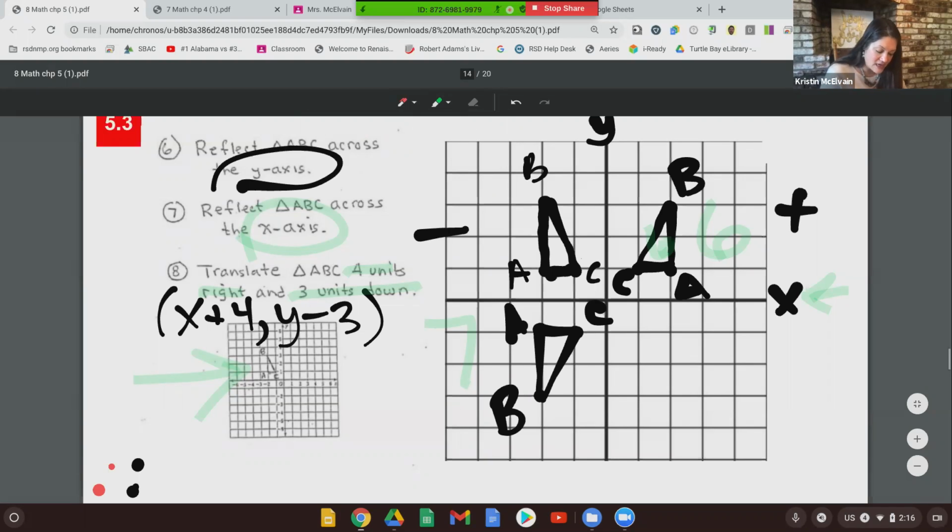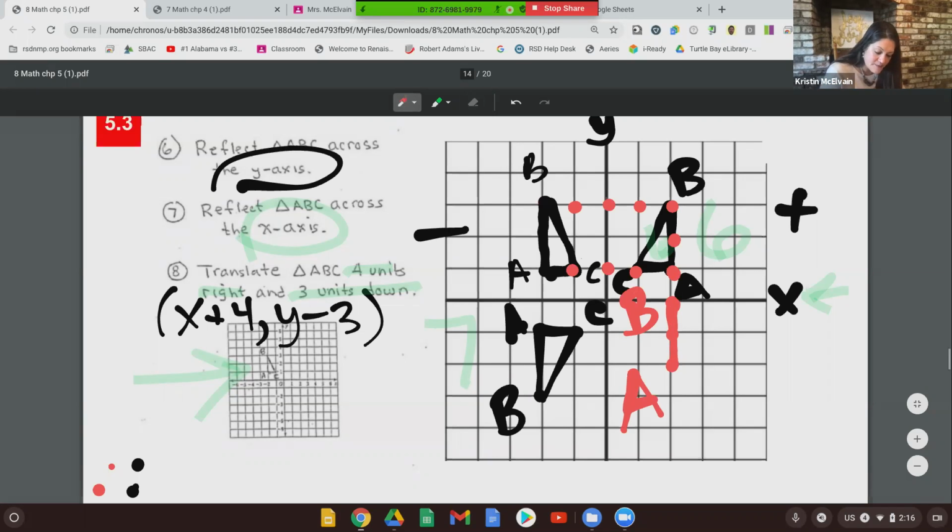So let's start with A. So we're going to go A. So watch, I plot 1, 2, 3, 4 units right, and then 3 units down. 1, 2, 3. That is our new A. Okay. Now for B, I'm going to start up here. So here's B. Oops, I shouldn't have done that one because we're not counting yet. All right, 4 units. 1, 2, 3, 4. 3 units down. 1, 2, 3. That's our new B. And I'm going to draw the line between A and B so we can see that.